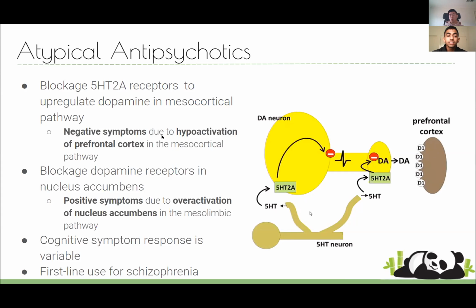So our negative symptoms are due to our hypoactivation of our prefrontal cortex. So in order to counteract that, we need to block the amount of serotonin going in here. So we need to increase the amount of dopamine that's working and increase the stimulation of our prefrontal cortex.